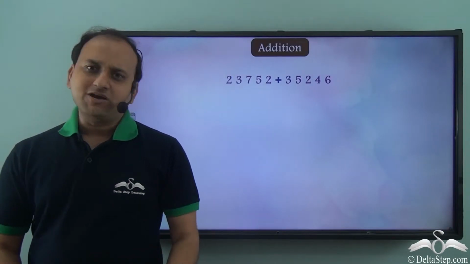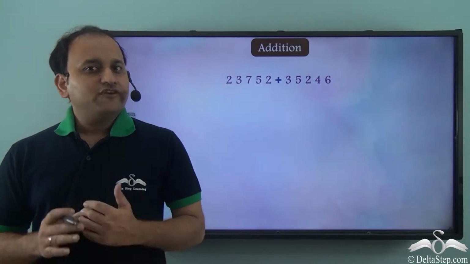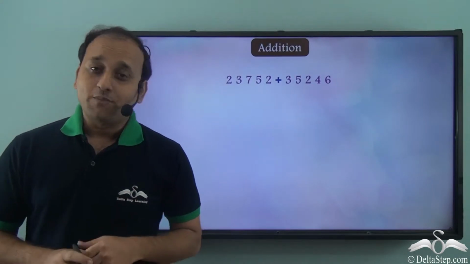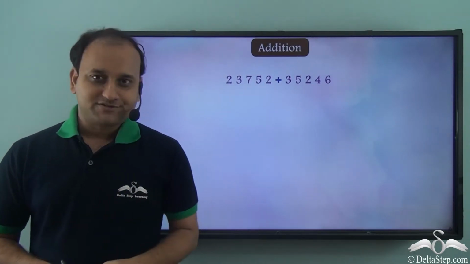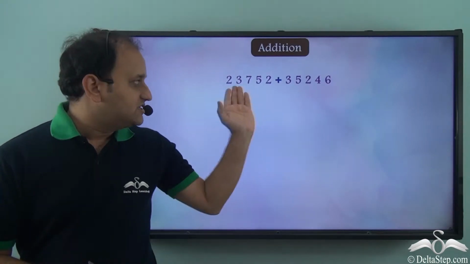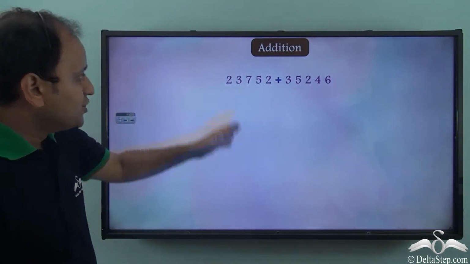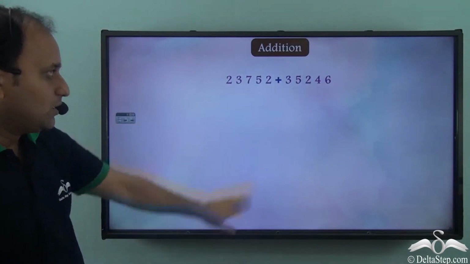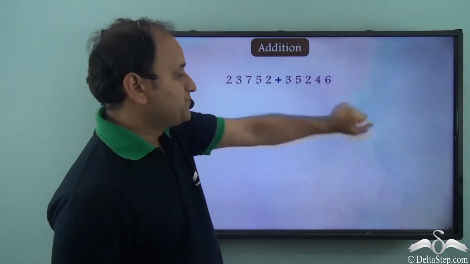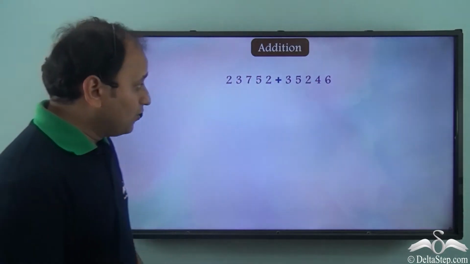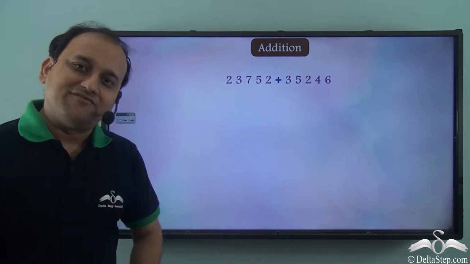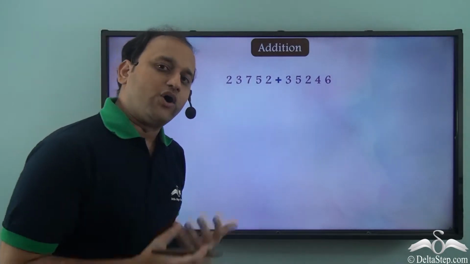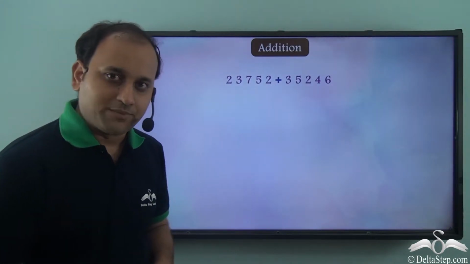We have already studied about addition. Today we will see how we can perform addition of 5-digit numbers and greater numbers. So let's start with these two numbers. So we have 23752 plus 35246. Now, as we can see, both these numbers are 5-digit numbers. So how do we go about addition of these two numbers?